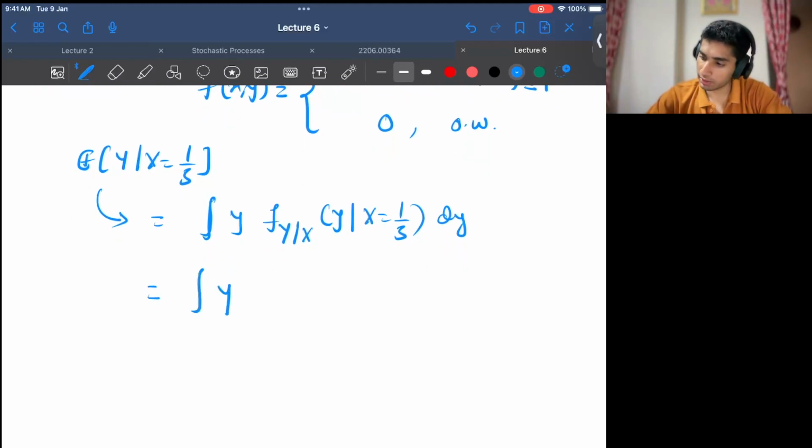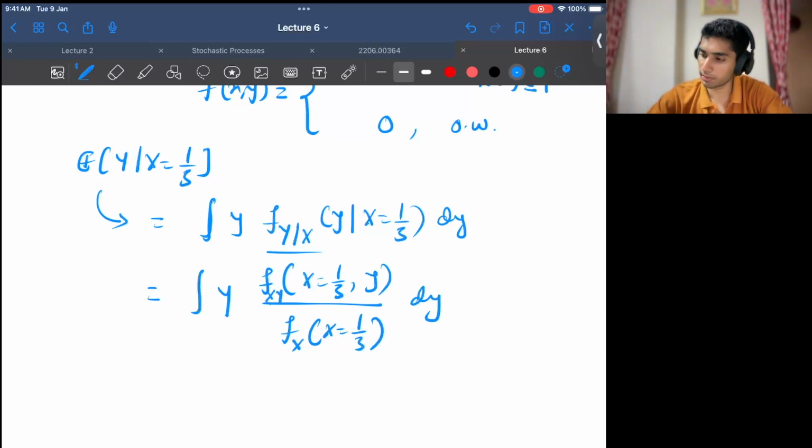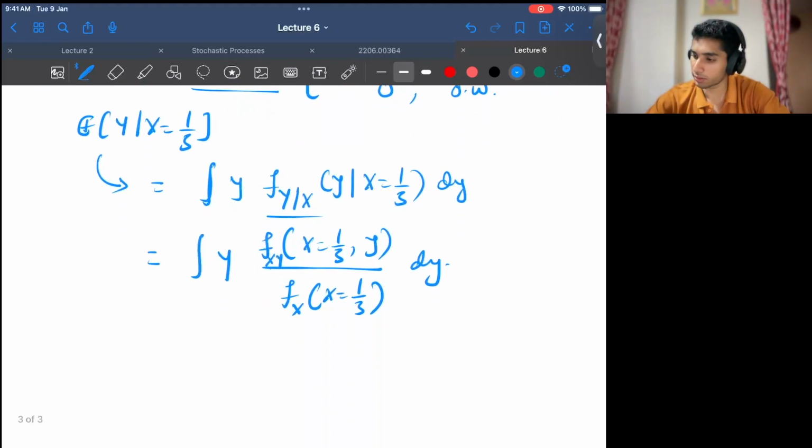Integral y. This conditional density can be written using Bayes theorem. This can be equal to the joint density f of x equal to 1 by 3 comma y, divided by the denominator, which will be just the marginal at x equal to 1 by 3, dy. This is what it is, okay? So the joint density is already given to you. You have to find out the marginal, okay?